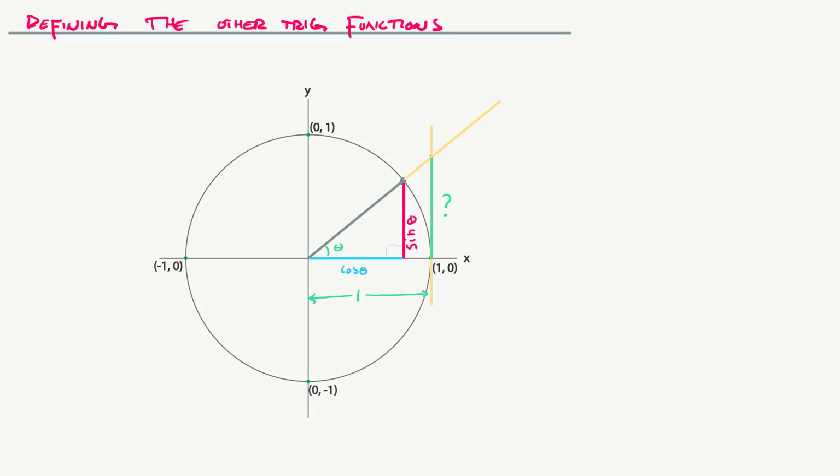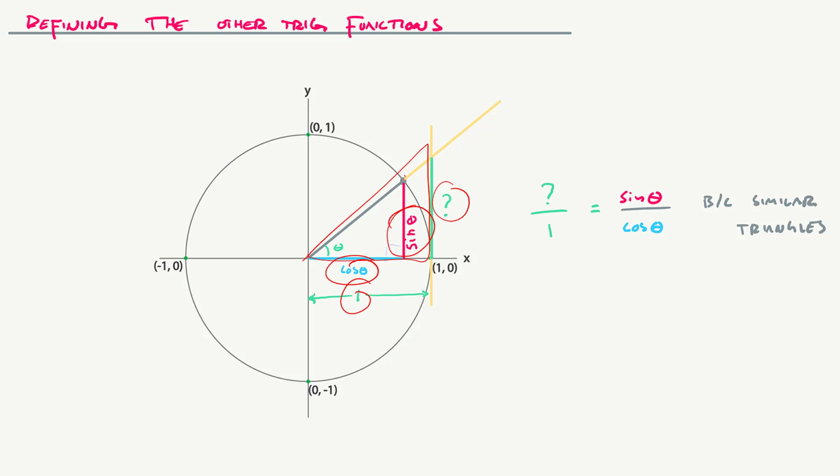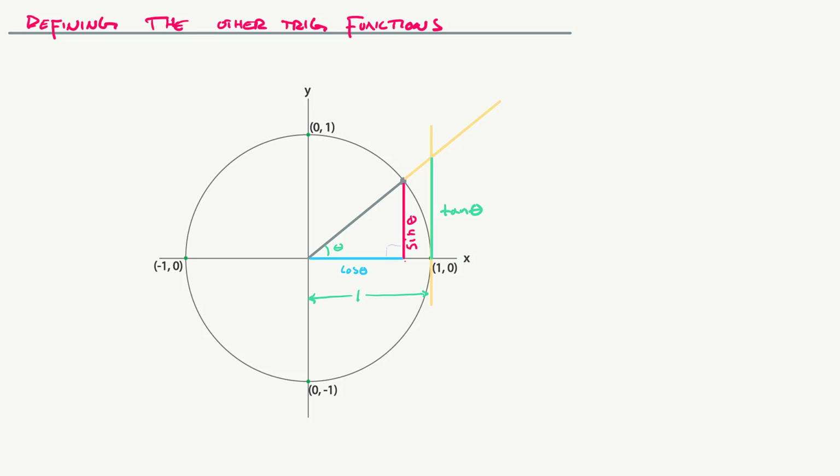Well, we have similar triangles here. We've got this big triangle, and then we've got the normal unit circle triangle. So I can set up the ratio question mark over 1, in the big triangle, is the same as sine over cosine, height over this base. Because of similar triangles, and sine over cosine is tangent. So here's tangent on the unit circle. It is a physical length on the unit circle. It's outside the unit circle, but there you go.